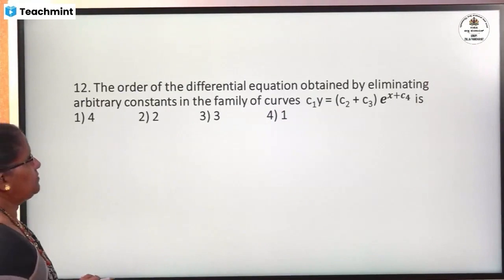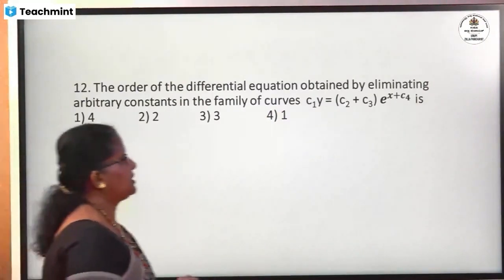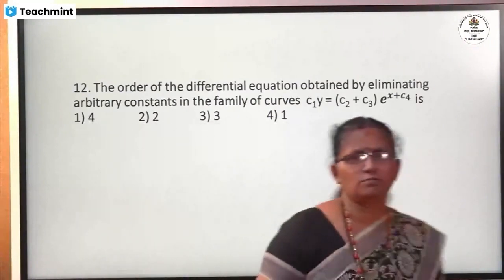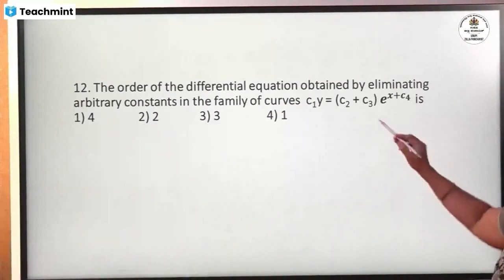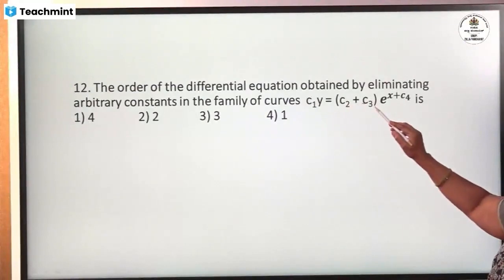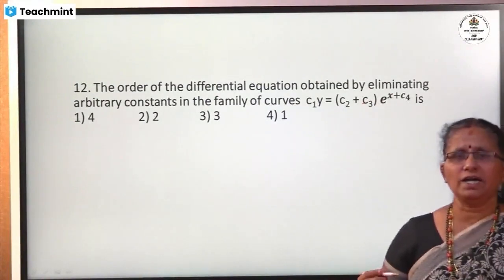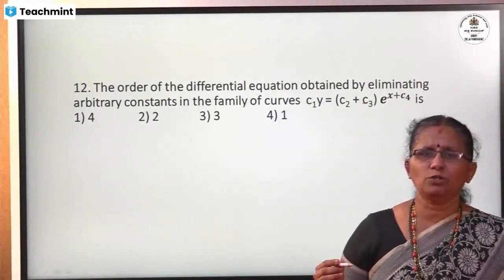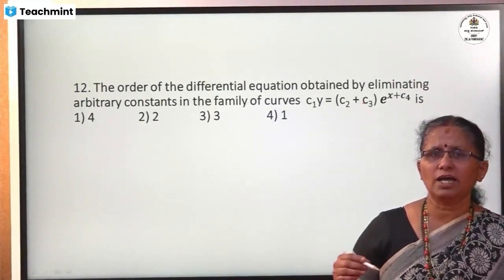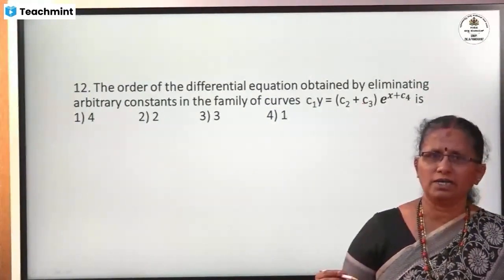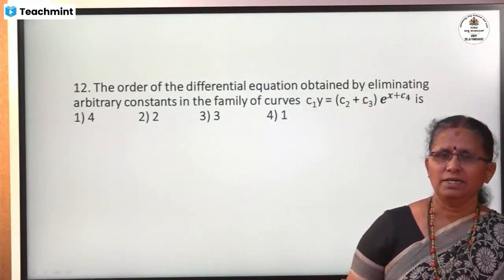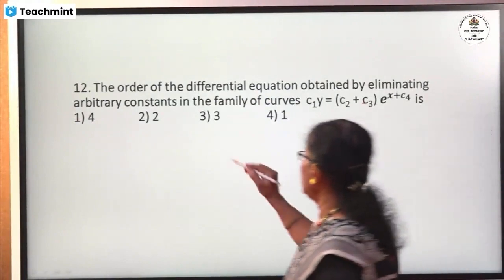The order of the differential equation obtained by eliminating arbitrary constants in the family of curves. This is the equation given: C1y is equal to C2 plus C3 e power x plus C4. When you look at the equation, you may have a feeling that the differential equation should be of order 4 because there are 4 arbitrary constants. But it is not so. Why is it not so?